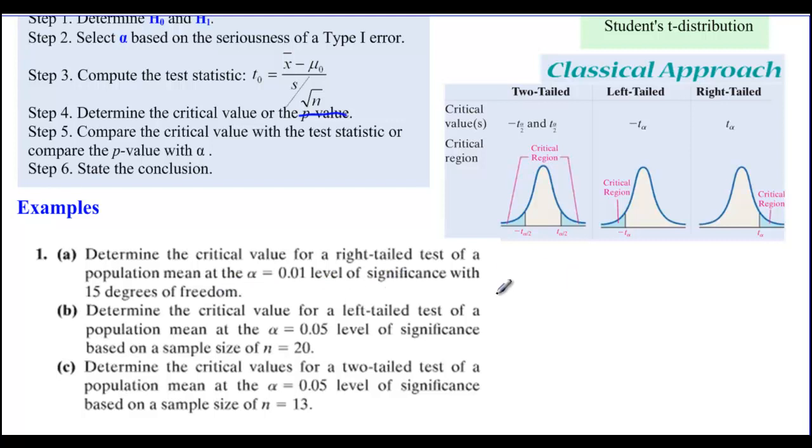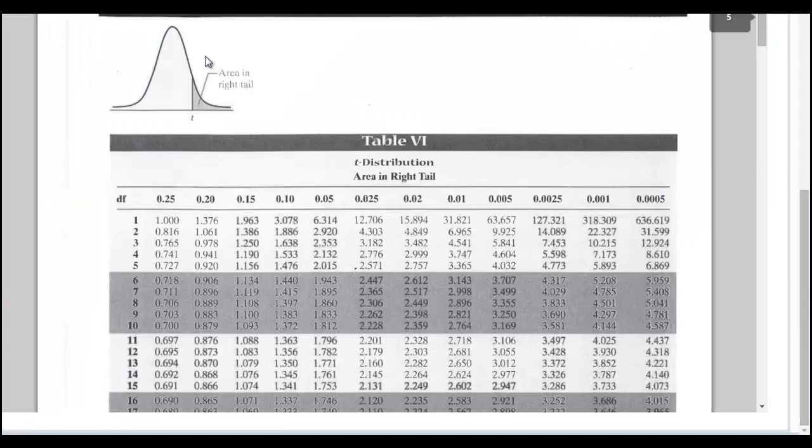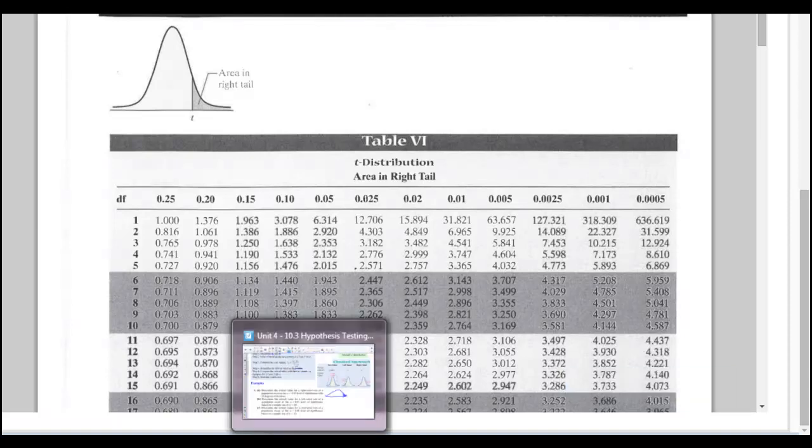So for one, it's telling us it's a right-tailed test. So we have this idea going on. We're going to find out what that value is. So this will be our critical region over here. So we have alpha of 0.01 and 15 degrees of freedom. So in our t distribution, we're going to have an alpha of 0.01 and 15 degrees of freedom. So we're going to come right down and see that it's going to be 2.602. So 2.602 is our critical value.